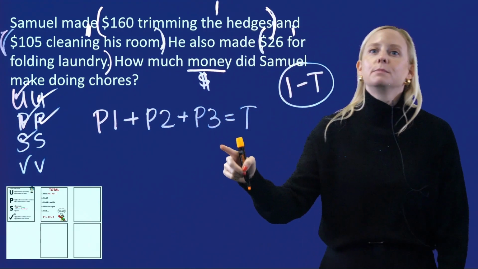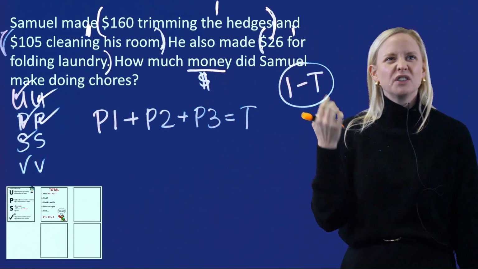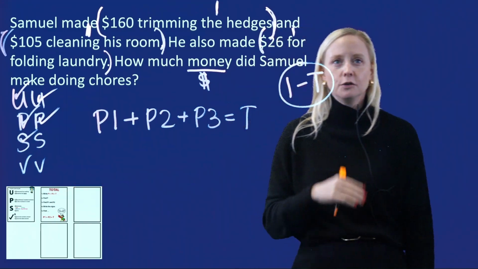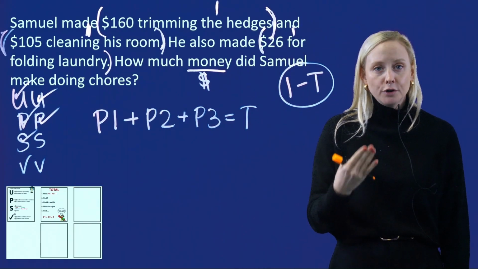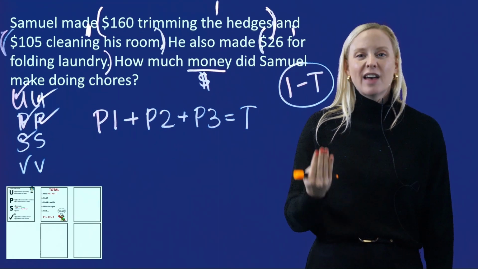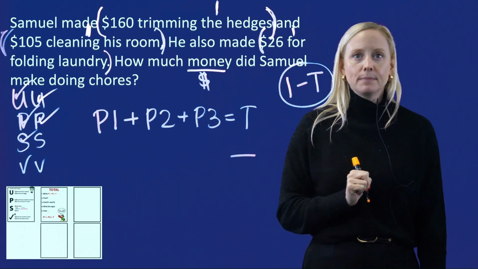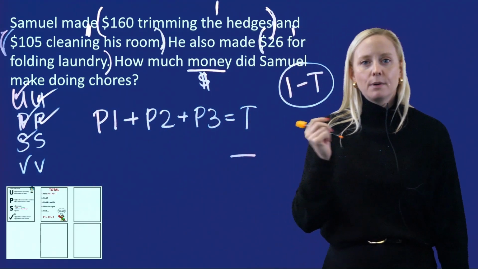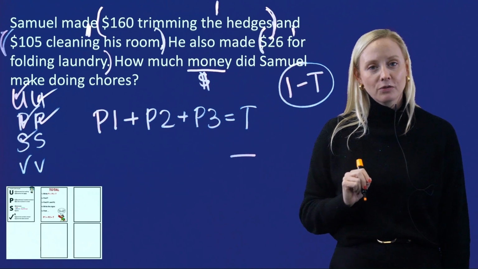If you want, you can put P3 first or after, it doesn't matter. Now I'm going to move to step 2, find T. I don't know the total amount of money Samuel made doing chores. That's what we're looking for, so I'm going to put a blank underneath that T. Now I'm ready for step 3, find part 1, part 2, and part 3.